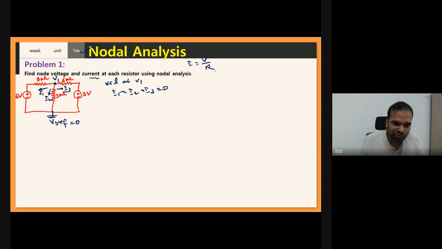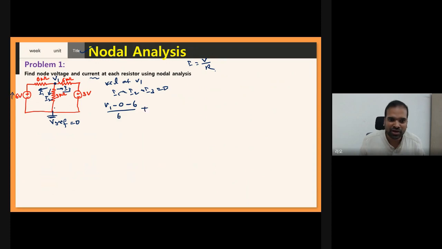Here, one side V1 is connected and the other side V reference is connected, which is equal to 0. In between you have a 6 volt battery, a 6 volt voltage source. So I can write V1 minus 0, since V reference equals 0. Can I write plus 6 or minus 6? It all depends on the current direction. Your assumed current direction is I1 and this voltage source current is flowing in this direction. It is opposite. Therefore, minus 6 by what is the resistor?